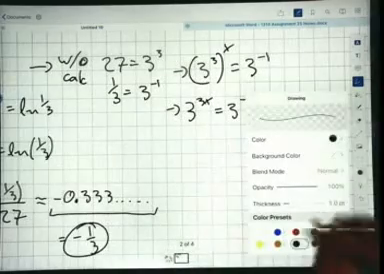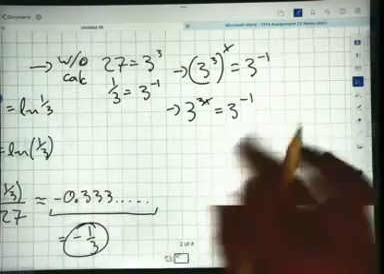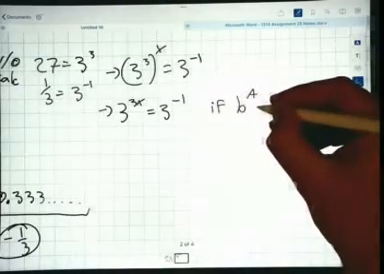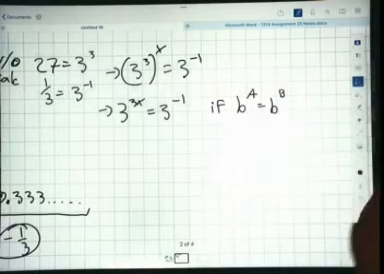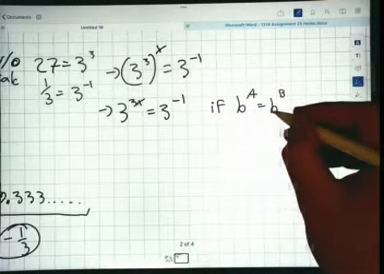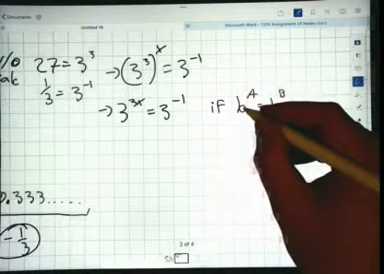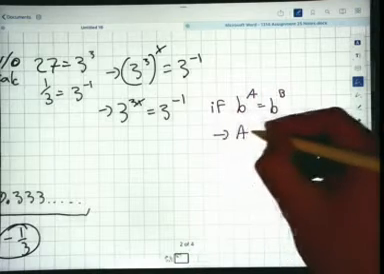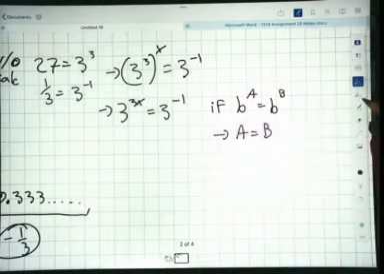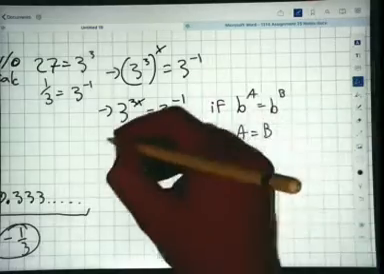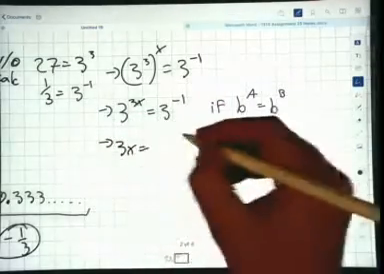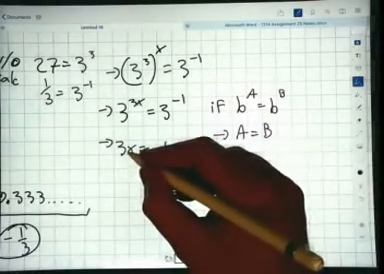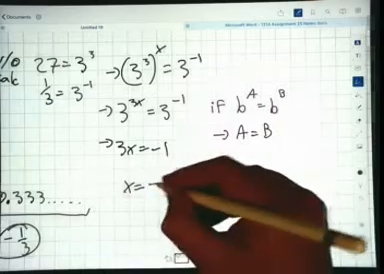And what we can say is this. If b to the A is equal to b to the B, if you have the same base on both sides of your equation, then A has to equal B. So that means for us in this particular problem that 3x has to equal negative 1. And how do you solve for x here? We need to divide both sides by 3, so we get x is equal to negative 1/3.